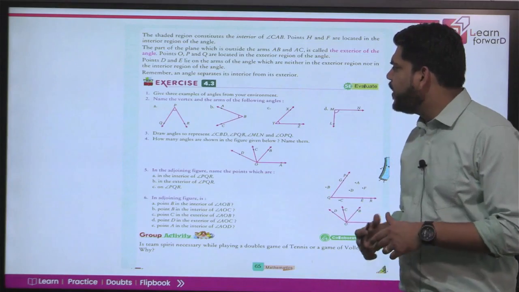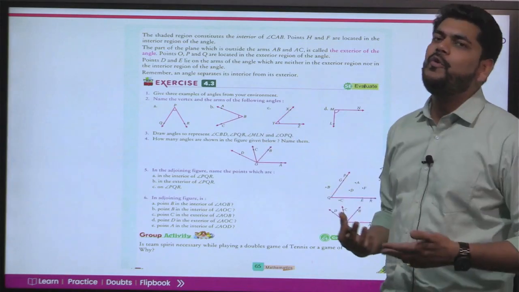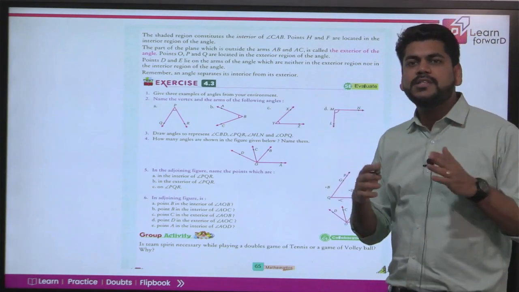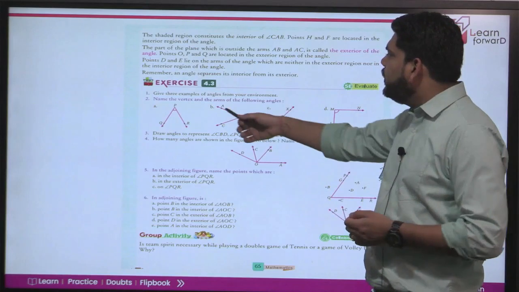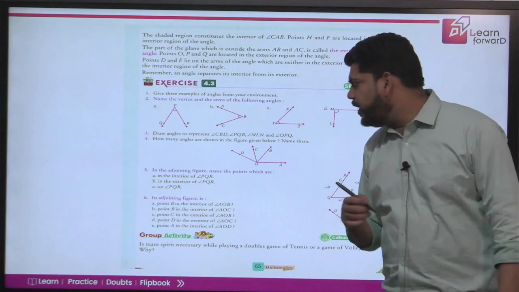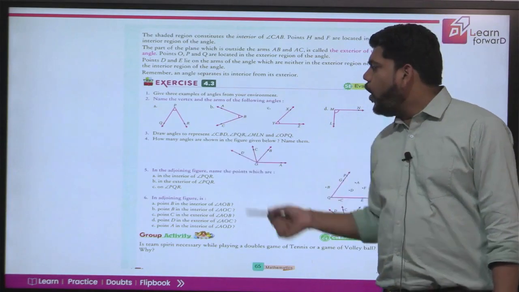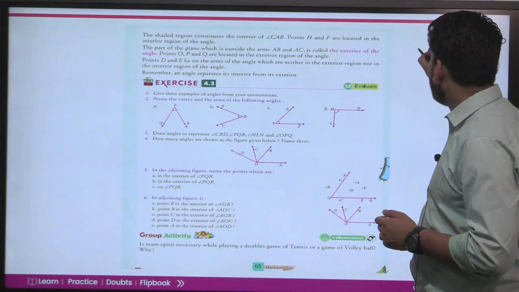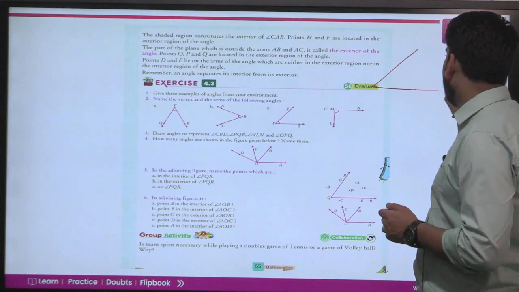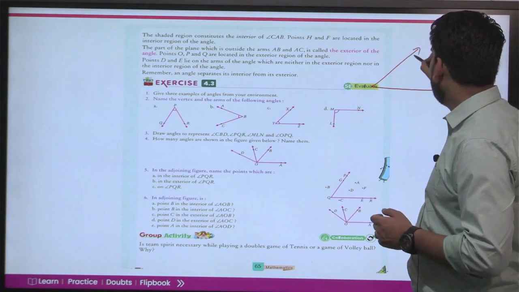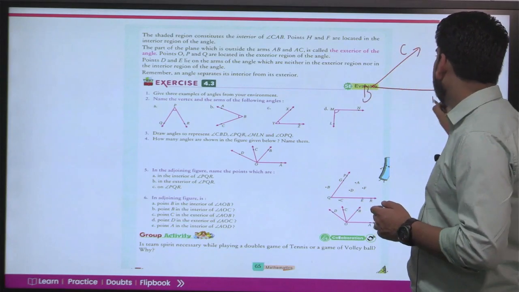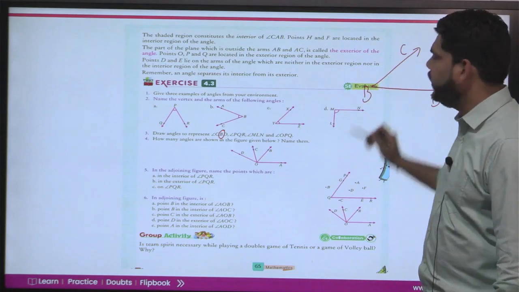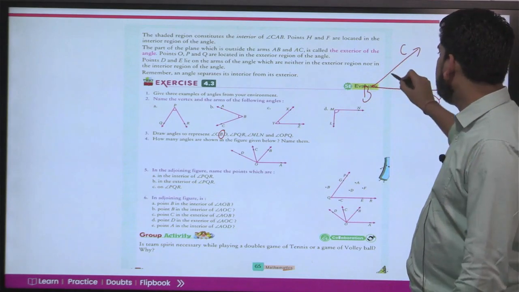Give 3 examples of angles from your environment. You can look around in your room as well. You will be able to find some things where you can notice angles. Fine. Name a vertex and arm, that we have already done. Draw angle. Now you need to draw the angles. CBD, I am doing one part for you. We'll start with C, go with B and turn to D. Make sure whichever alphabet is in the middle is the vertex point. So this is our angle CBD.